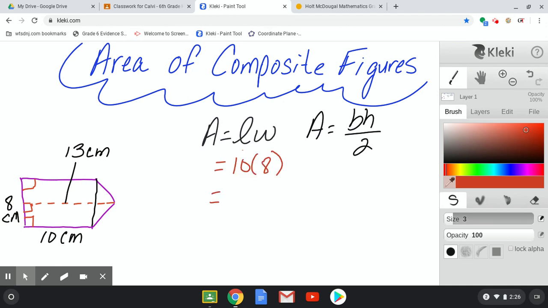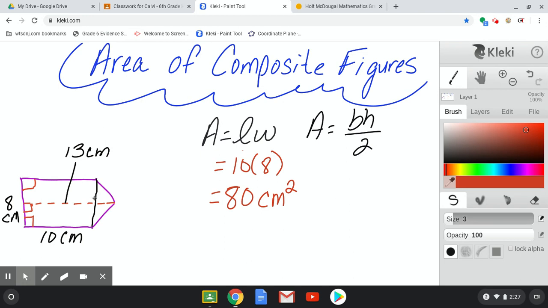And that would give us 80 square centimeters. Again, this is area, so we always square it. All right, so now for our triangle. Typically, you're going to see in the book the formula 1/2 the base times the height. I also told you can use this: you take your base, multiply it by your height, and then divide that by 2.